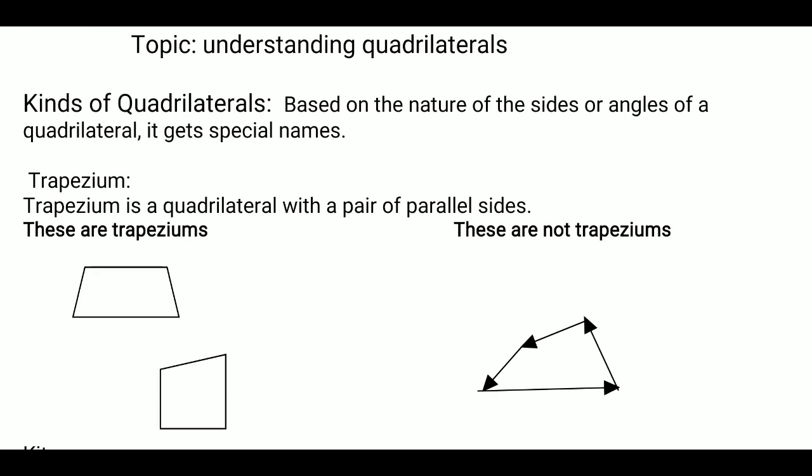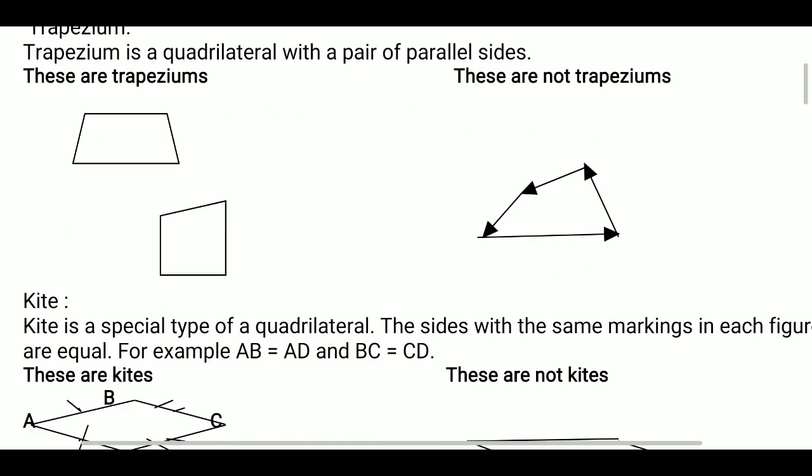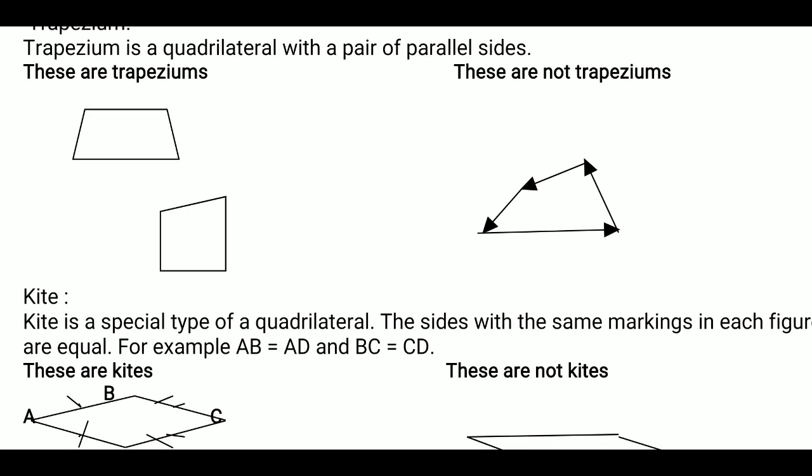The first is the trapezium. A trapezium is a quadrilateral with a pair of parallel lines. A pair of parallel lines are in this type of quadrilateral. Here these are trapeziums. One pair of sides are parallel. These are not a trapezium. This figure is not a trapezium.